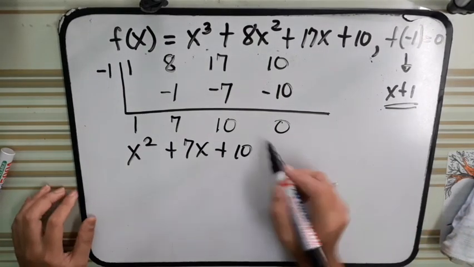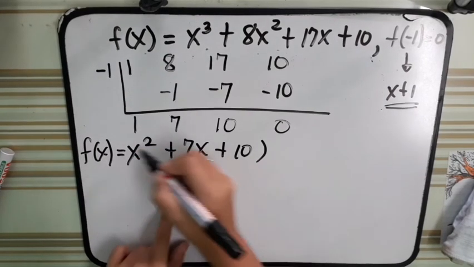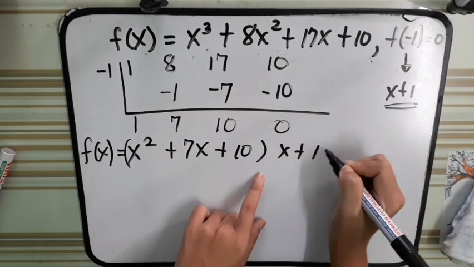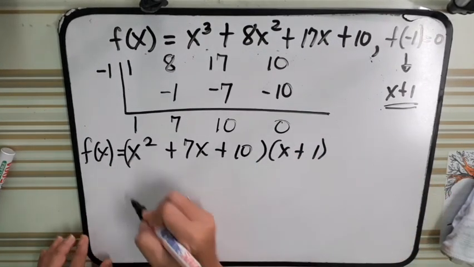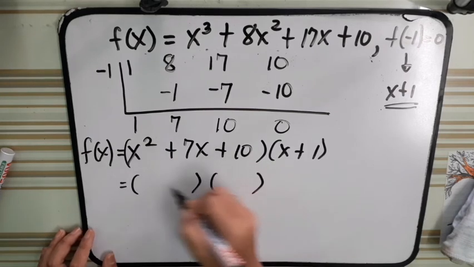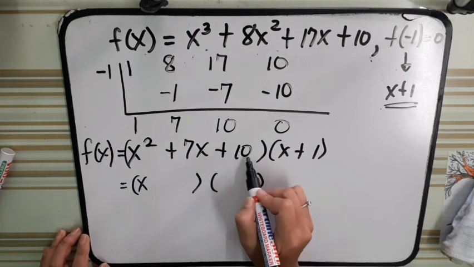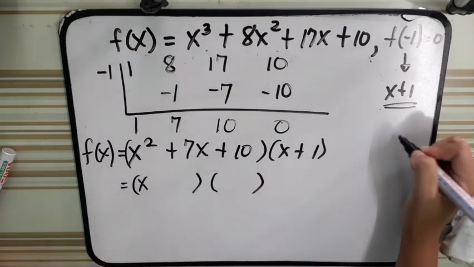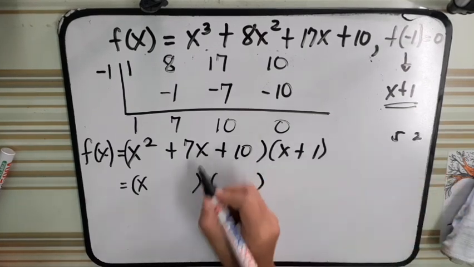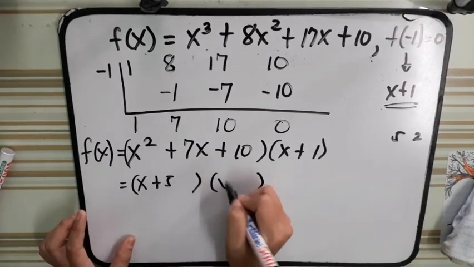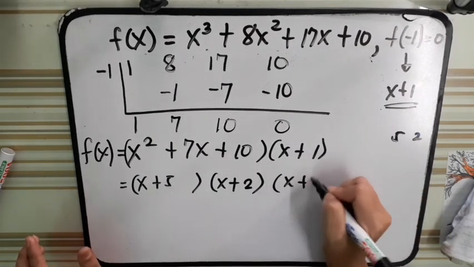Now, this is our second factor. So, now we can rewrite it as f of x is equal to the depressed polynomial times our first factor, which is x plus 1. Now, let's simplify this because this is a perfect trinomial. So, we need to find the factors of 10 that when we multiply, we get 10, and when we add, we get 7. So, we have 5 and 2. So, 5 times 2 is equal to 10. 5 plus 2 is equal to 7. So, therefore, we have x plus 5, x plus 2 times our first factor, x plus 1.